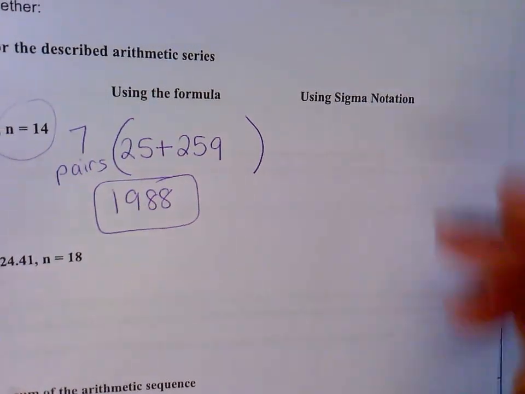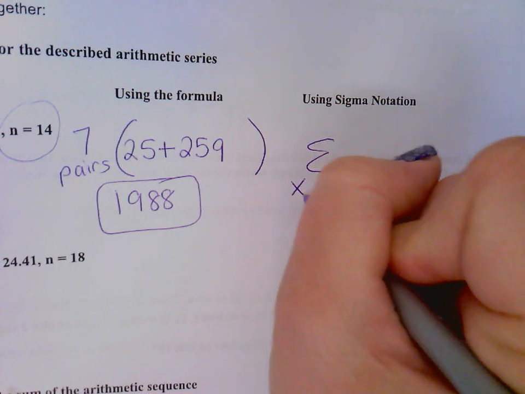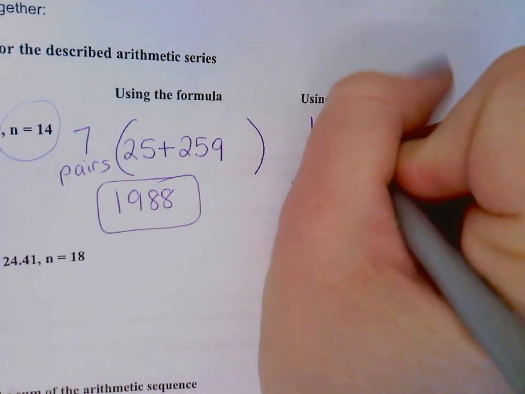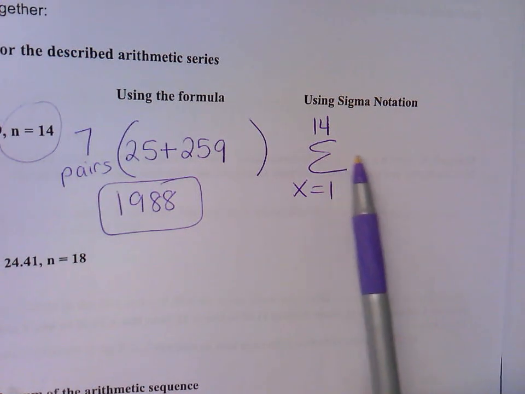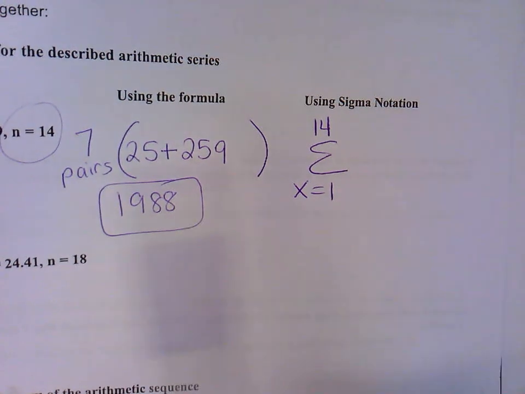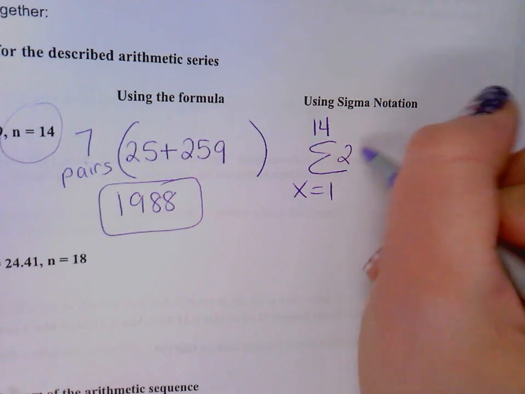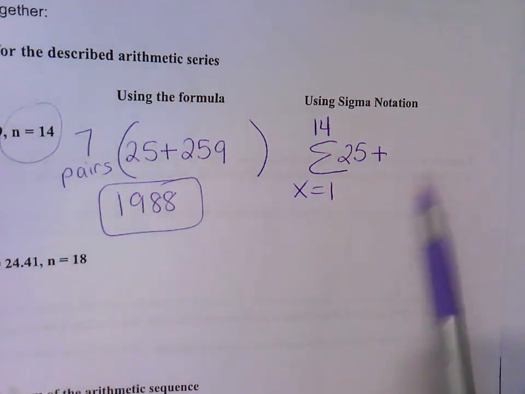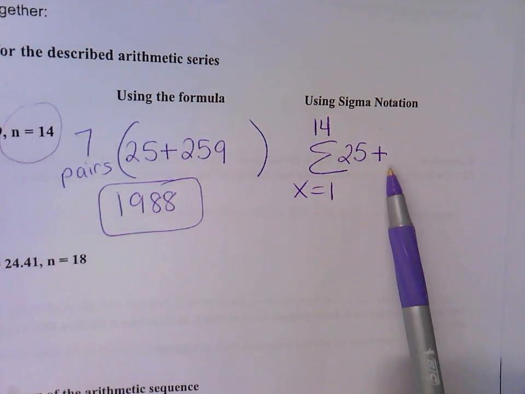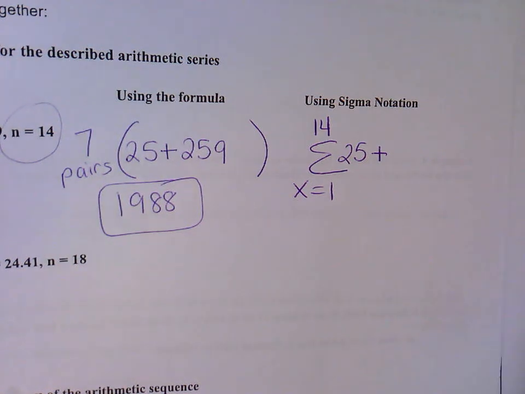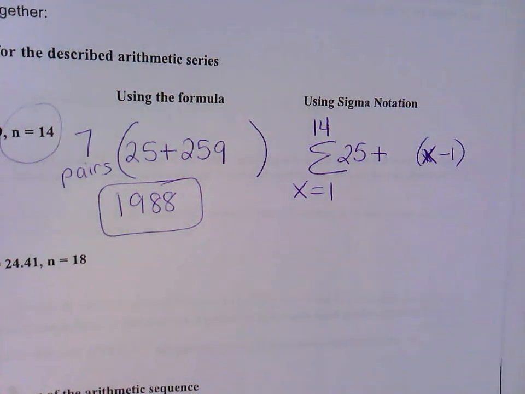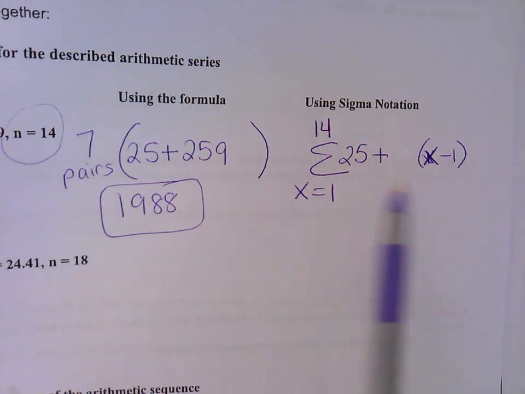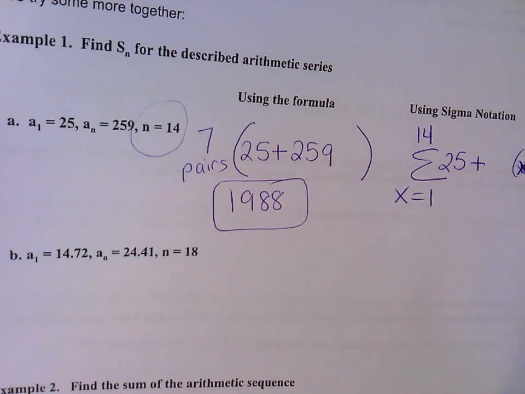So I want to go from term 1 up to term 14, and I need to write out what the sequence is. I know that the starting term is 25, but I'm not sure what the common difference is to do the common difference times n minus 1, or x minus 1 in this case. Our calculator says x. For sequences, usually we say n. So how can I figure out the common difference?